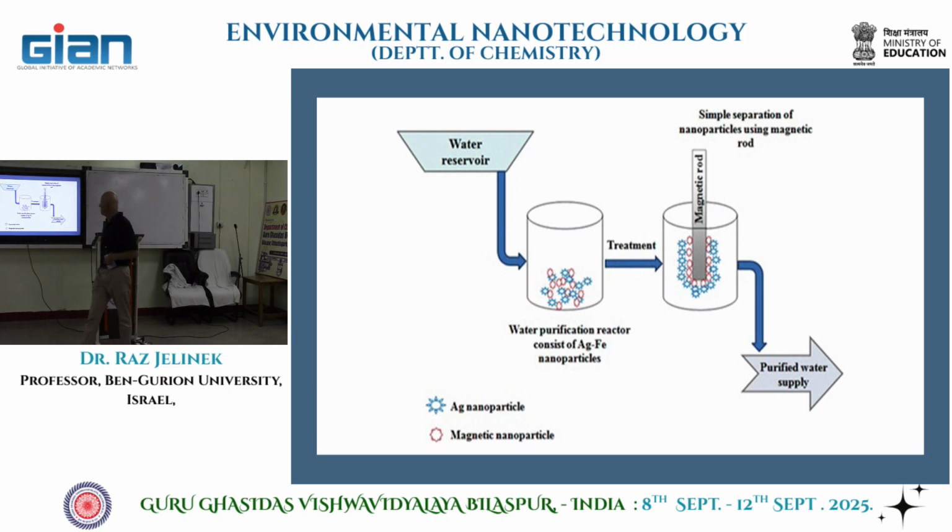This is actually a common technique that people use in industrial settings. So this is, for example, magnetic nanoparticles with contaminants. We can pass the water through this container. Then we're going to put a magnetic rod. Just put a rod inside the water. All the magnetic nanoparticles and the contaminants will stick to the rod. And what we have here is just purified water.